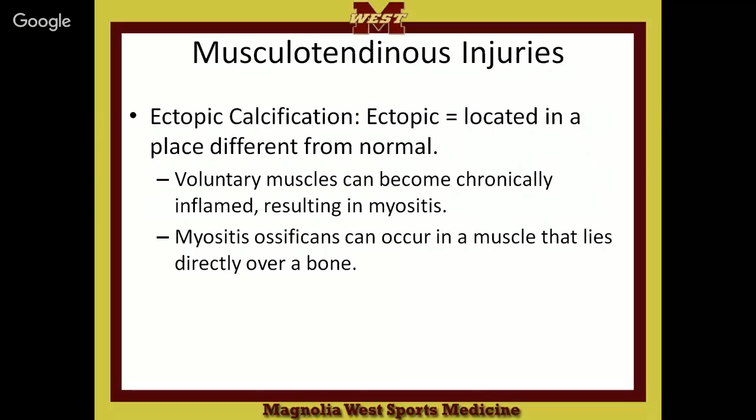So your voluntary muscles can become chronically inflamed and result in myositis. Myositis is inflammation of the muscle. So we got some inflammation going on, and we constantly let that happen over and over and over. It just won't heal. So the body says, well, fine, if you don't want to let me heal, I'll just throw in some calcium. It'll heal then. No, not really. Myositis ossificans can occur in a muscle that lies directly over the bone.